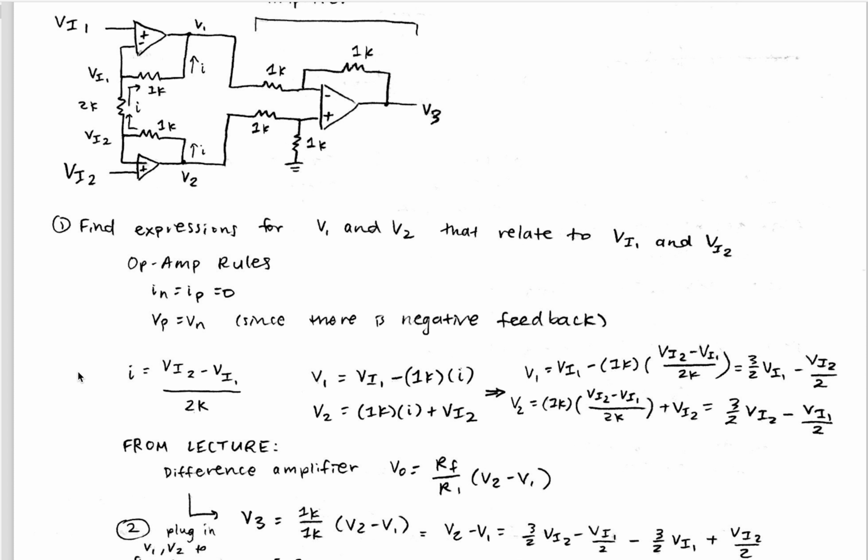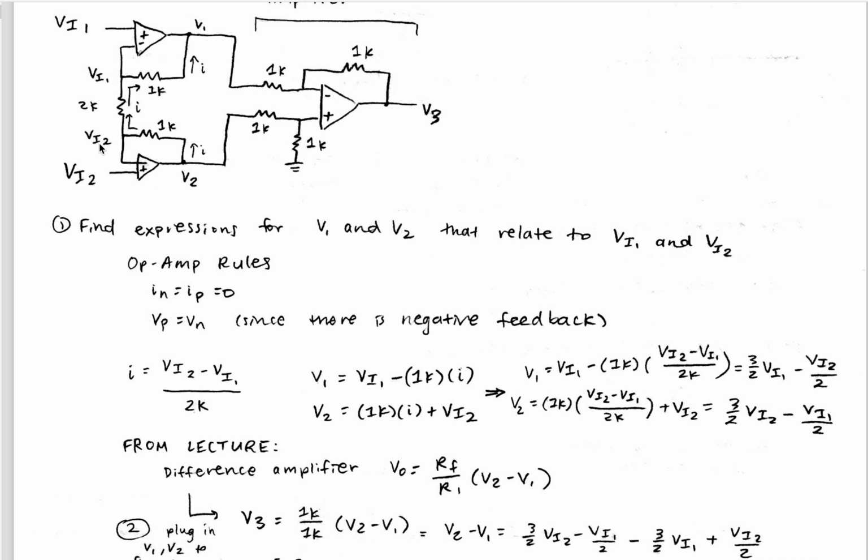So now we're going to first find an expression for I, the current, which I've drawn here on the circuit, and we know it follows this path again because of the op-amp rules listed here. And so we get I equals (VI2 minus VI1) divided by 2K, which is this resistor here.